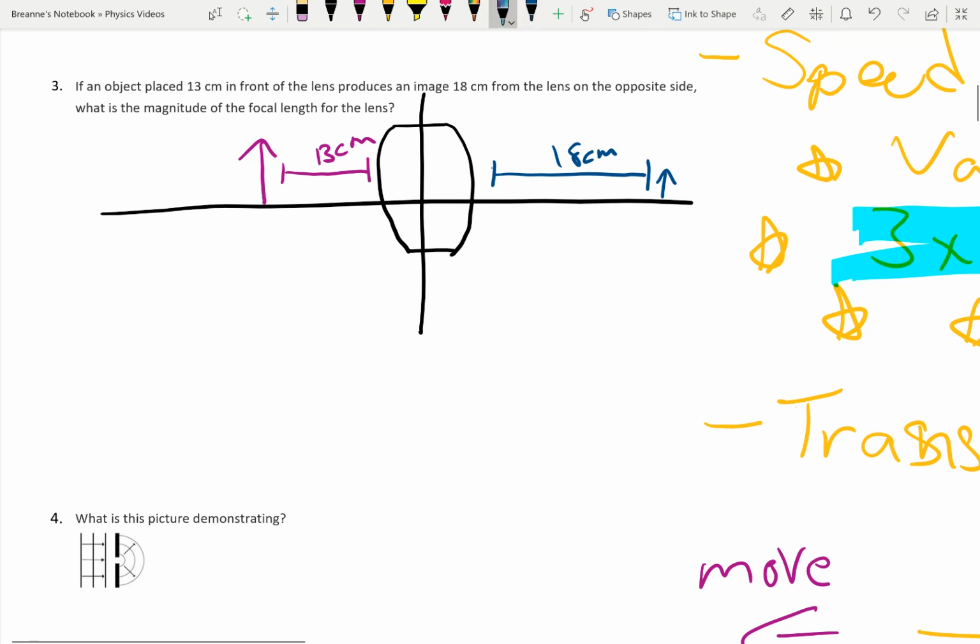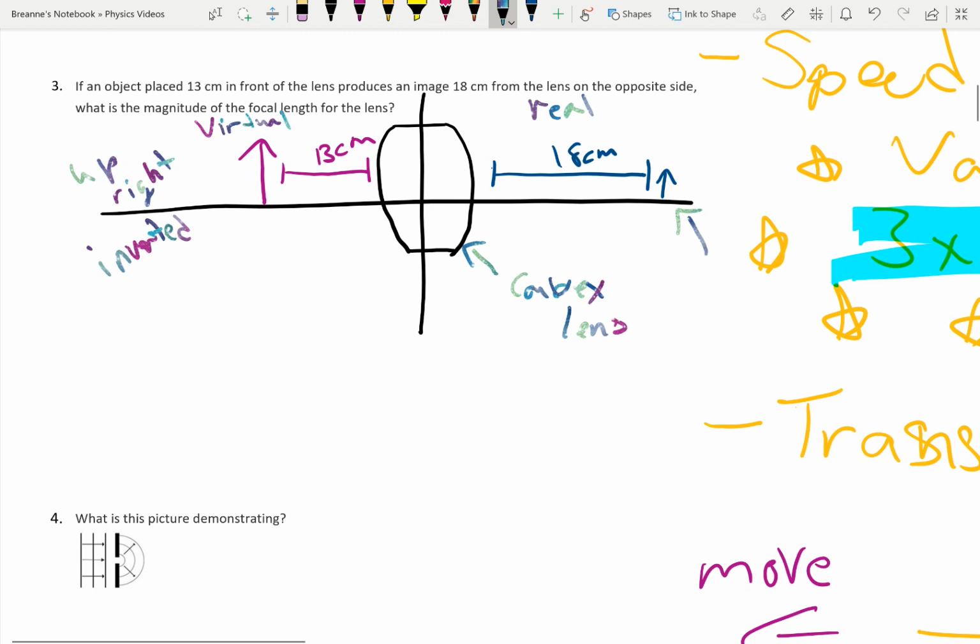Just a few things to remember. For a lens, upright and inverted stay the same, no matter if you're dealing with lens or mirror. It's your real and virtual that flip. For a lens, this side is your real side, this side is your virtual side. This right here is your convex lens, and don't forget that this would be your optical axis.